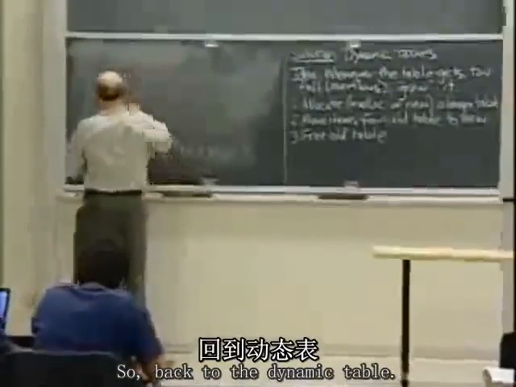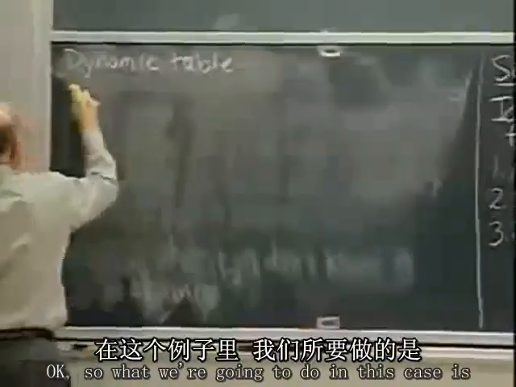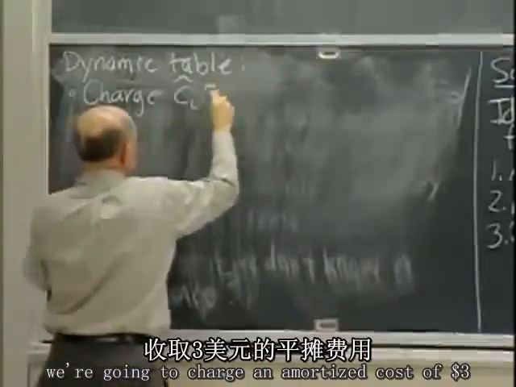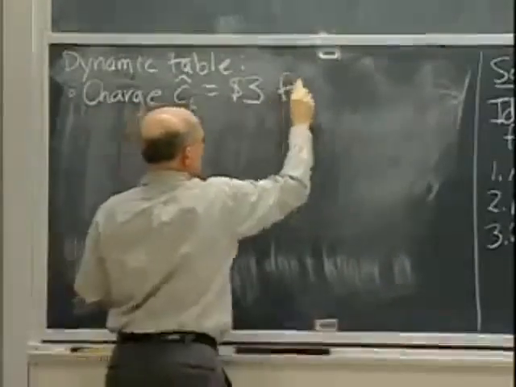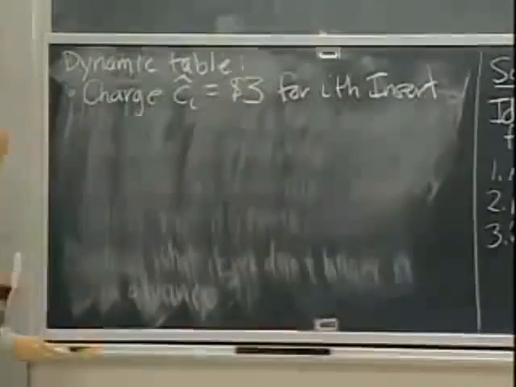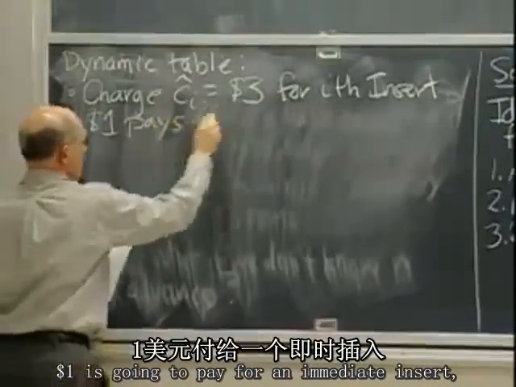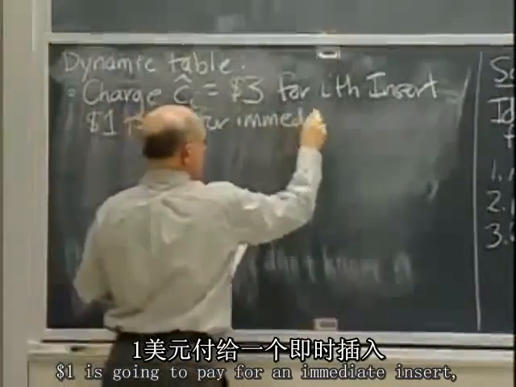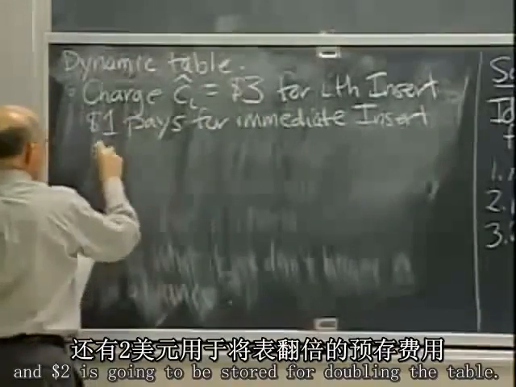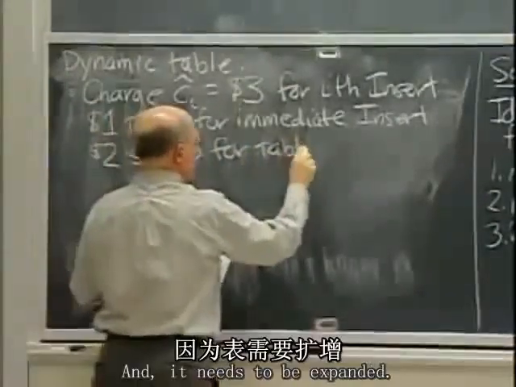So, back to the dynamic table. Okay? So what we're going to do in this case is we're going to charge an amortized cost of $3 for the ith insert, for all I. And the idea is that $1 is going to pay for an immediate insert, and $2 is going to be stored for doubling the table when it needs to be expanded.